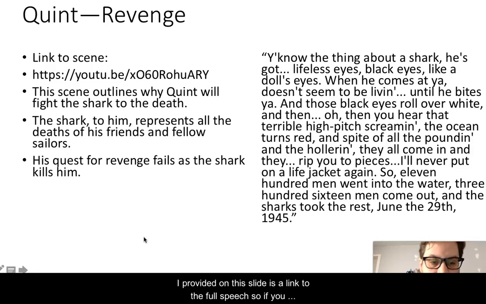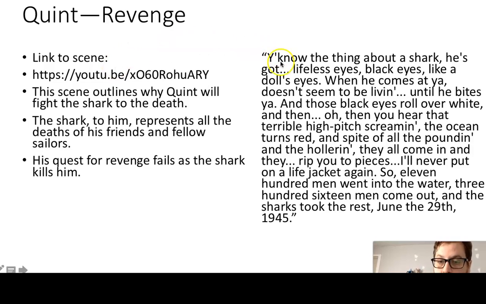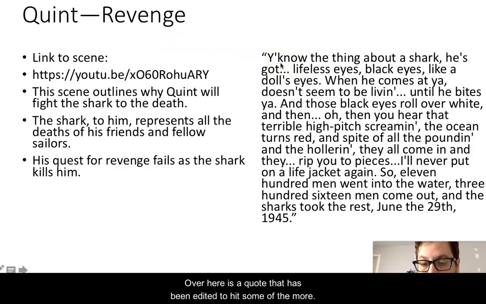Provided on this slide is a link to the full speech. So if you choose to write about Quint, there's a link to the full speech. Over here is a quote that has been edited to hit some of the more famous and important parts where he outlines his desire for revenge.